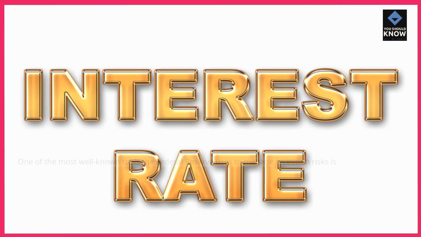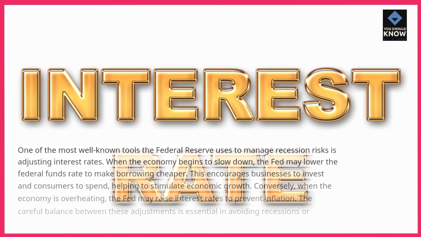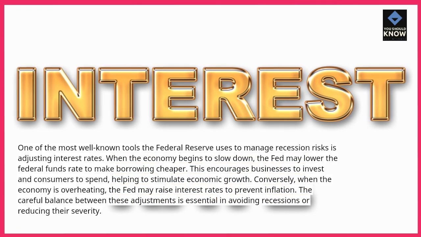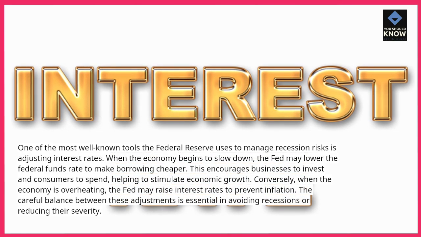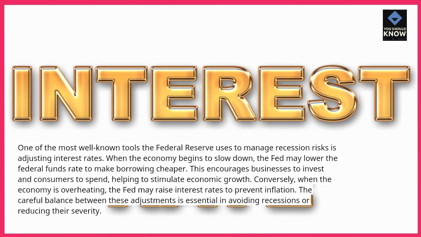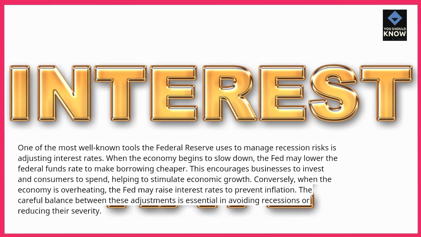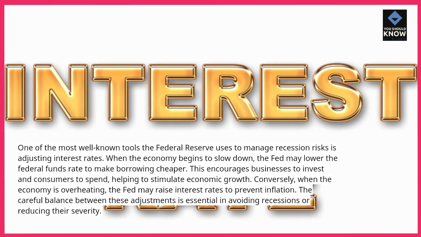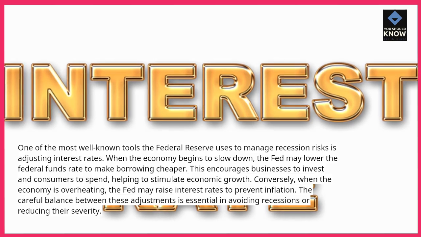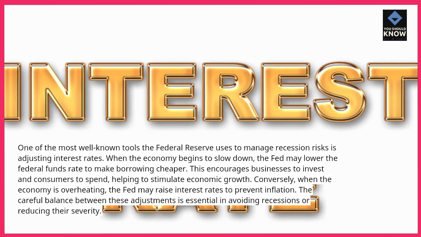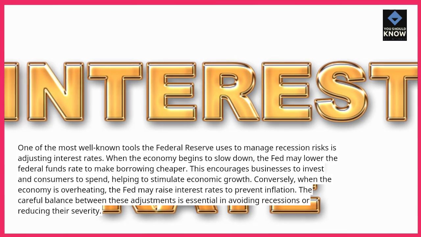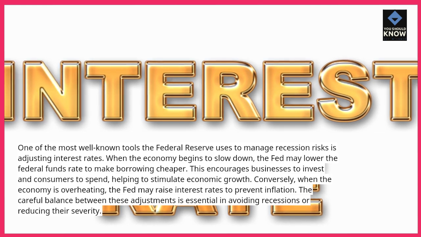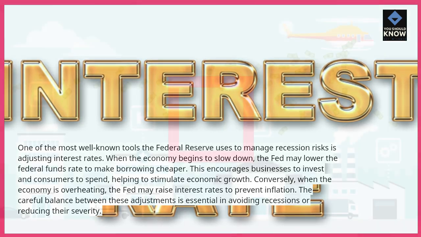One of the most well-known tools the Federal Reserve uses to manage recession risks is adjusting interest rates. When the economy begins to slow down, the Fed may lower the federal funds rate to make borrowing cheaper. This encourages businesses to invest and consumers to spend, helping to stimulate economic growth. Conversely, when the economy is overheating, the Fed may raise interest rates to prevent inflation. The careful balance between these adjustments is essential in avoiding recessions or reducing their severity.